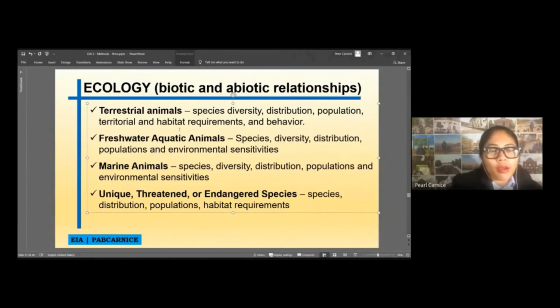So when we say ecology, which is biotic and abiotic relationships, especially on flora and fauna, it would always require diversity indices. So Shannon Diversity Index, species endemism rate, population density. So these are the few parameters that are always included when it comes to ecology, the ecological attributes in the environment.